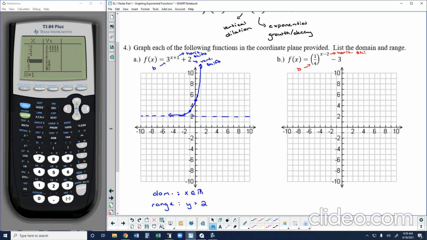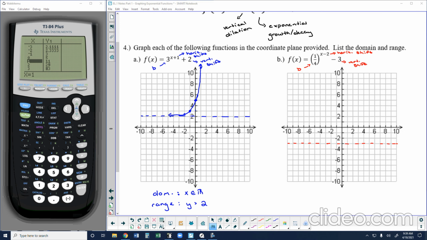This would go to the right 2. And I have a vertical shift. This would go down 3. So if I'm going to graph this, the vertical shift is going to affect my horizontal asymptote. The horizontal shift kind of affects the horizontal asymptote, but it's a line, so that's not really going to change the line. It's going to move left to right forever regardless.